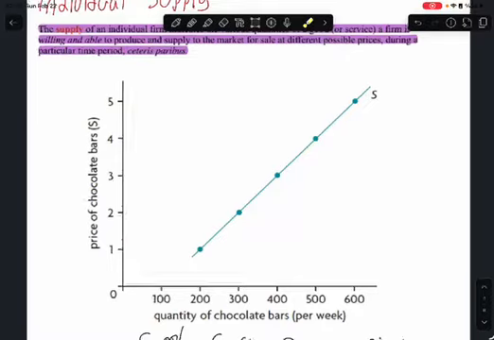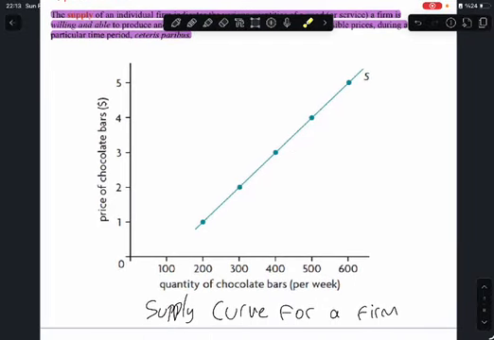So let's continue. We have another individual supply curve for our firm. Let's observe this quickly. We have the price of chocolate bars and the quantity of chocolate bars per week. Let's say the chocolate bars are going to be sold at a price of $5 per bar. The firm can produce 600 chocolate bars per week if they are going to sell them at $5 per bar. But if they are going to sell them at $1 per bar, they can only produce 200 chocolate bars.